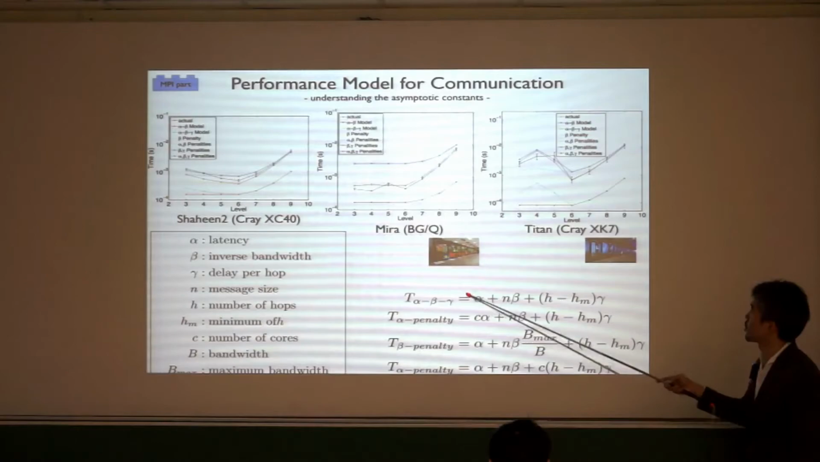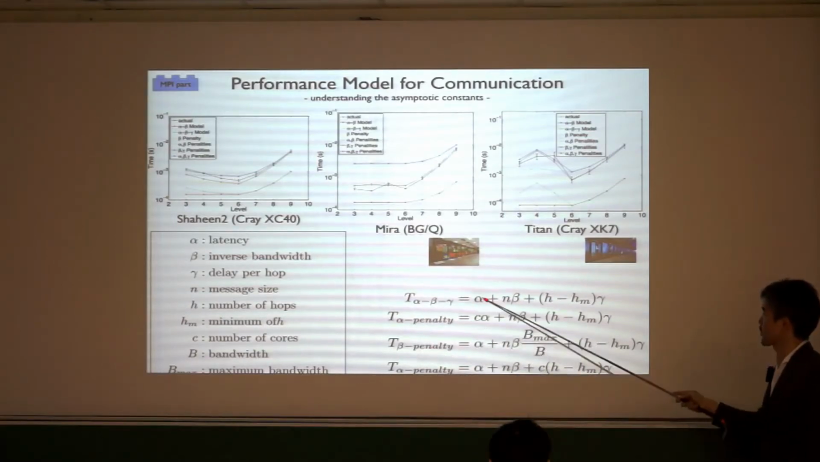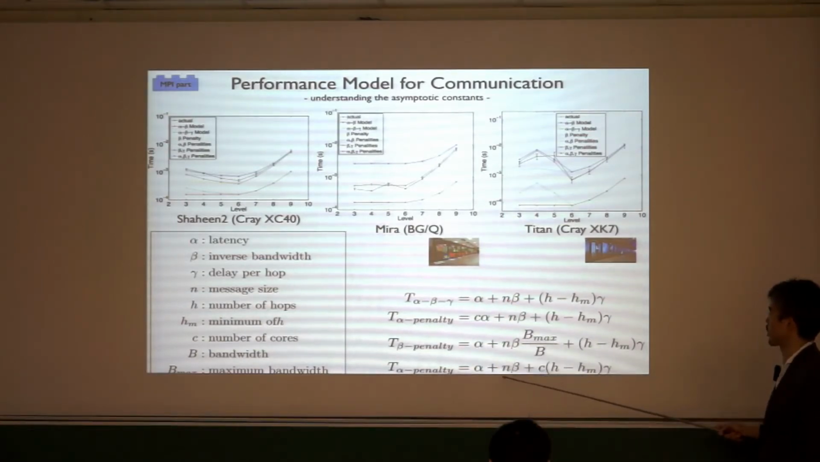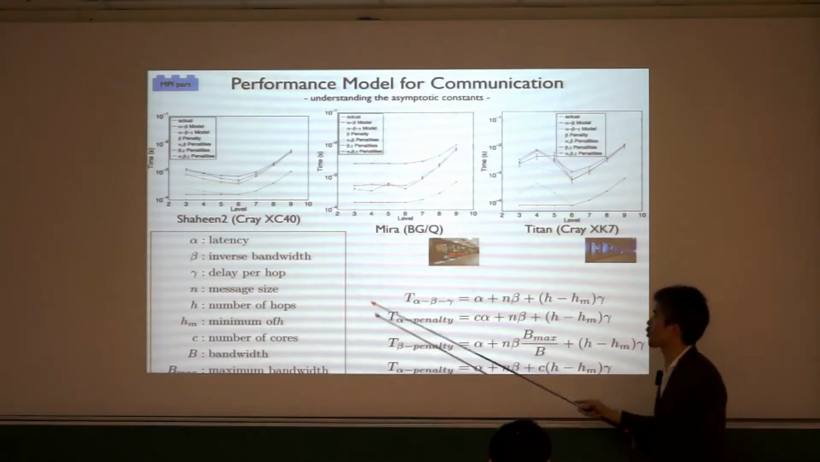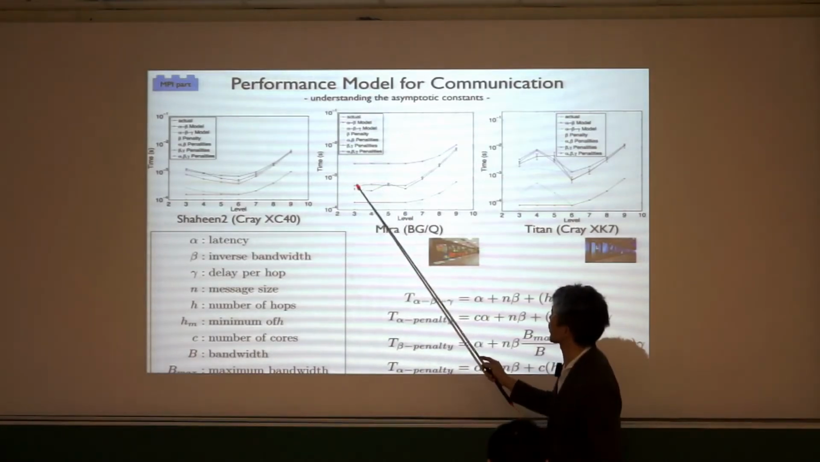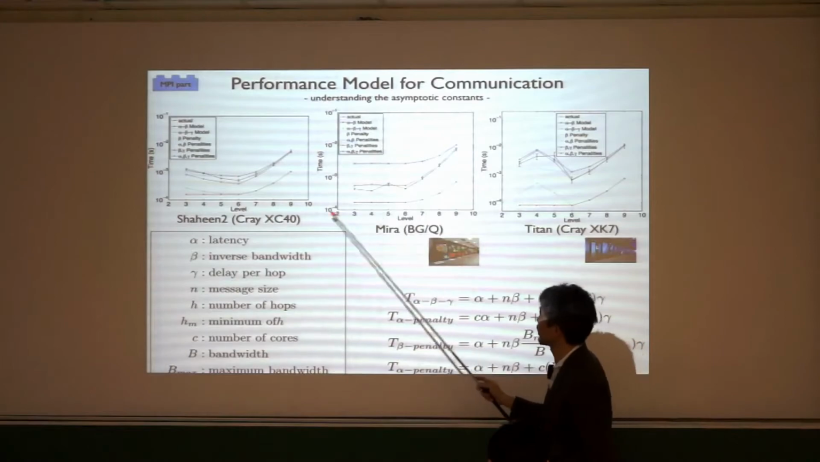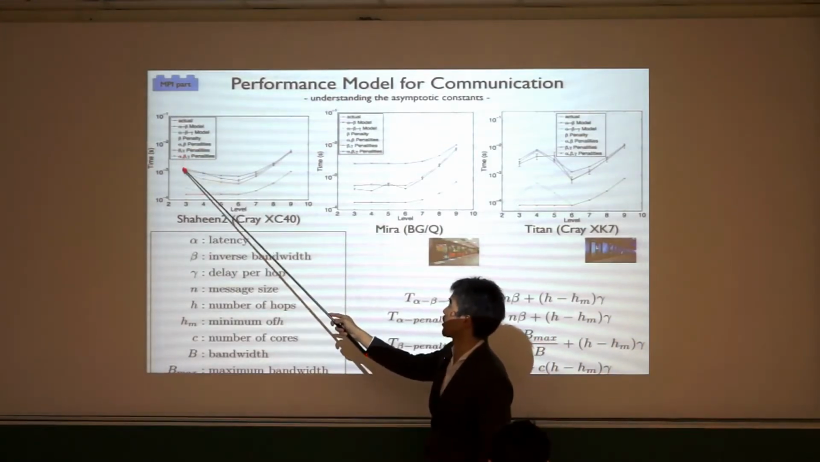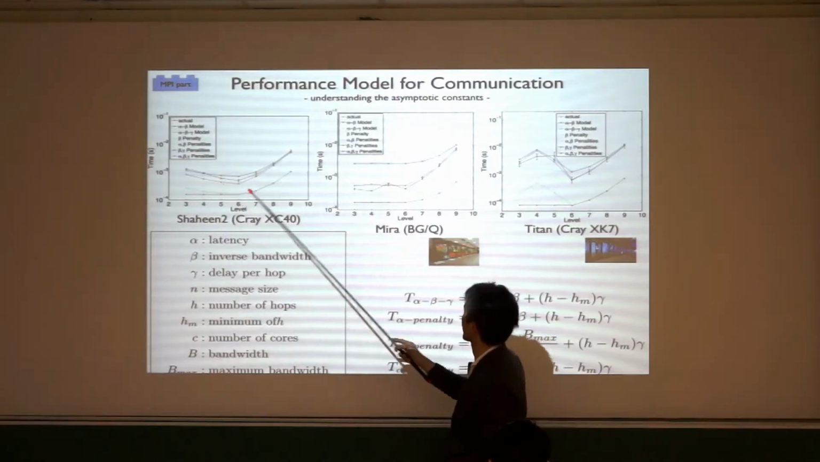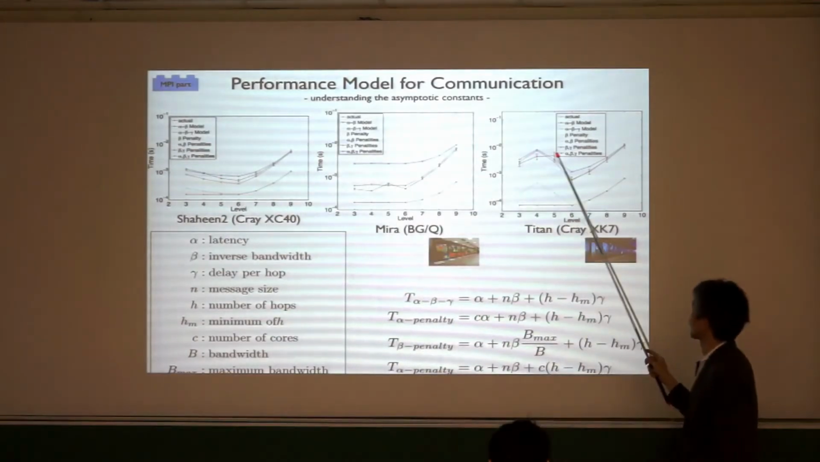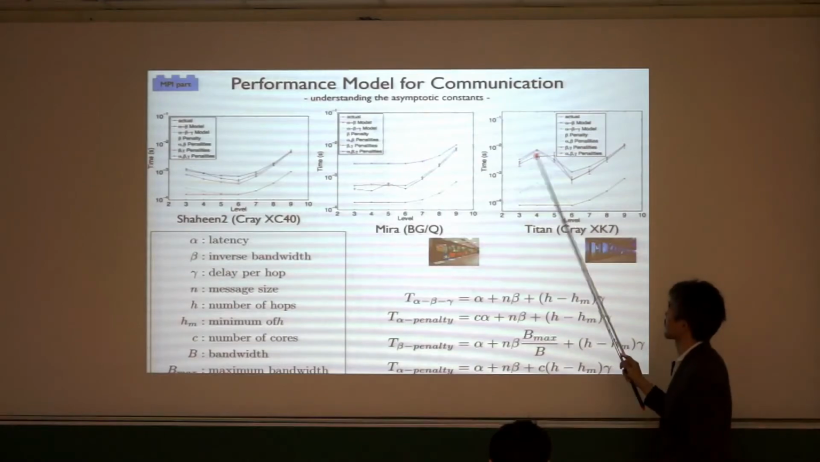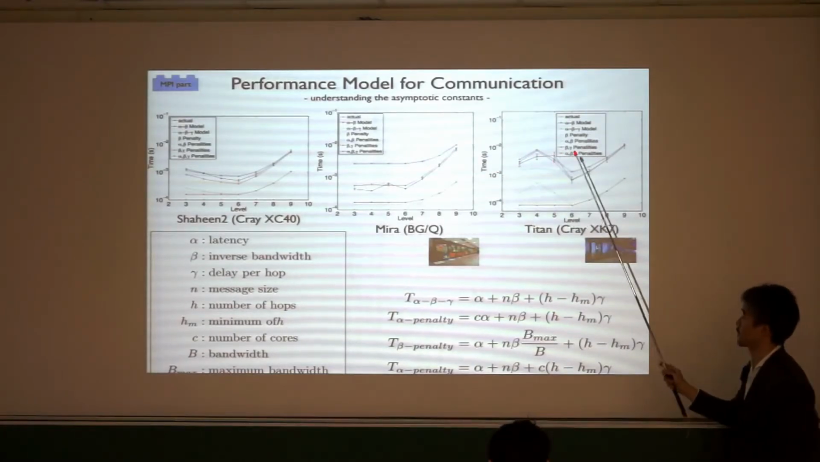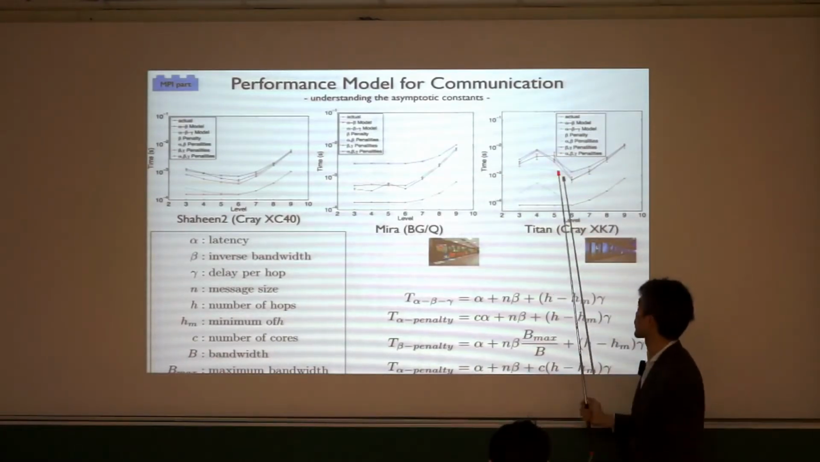If you keep adding more and more terms to this equation, you can get more and more accurate estimates. The black line is the actual measurement, and it shows that when you add all the terms, like this purple line, it matches quite well with the actual measurements. The error bars show the load imbalance between the different MPI processes.